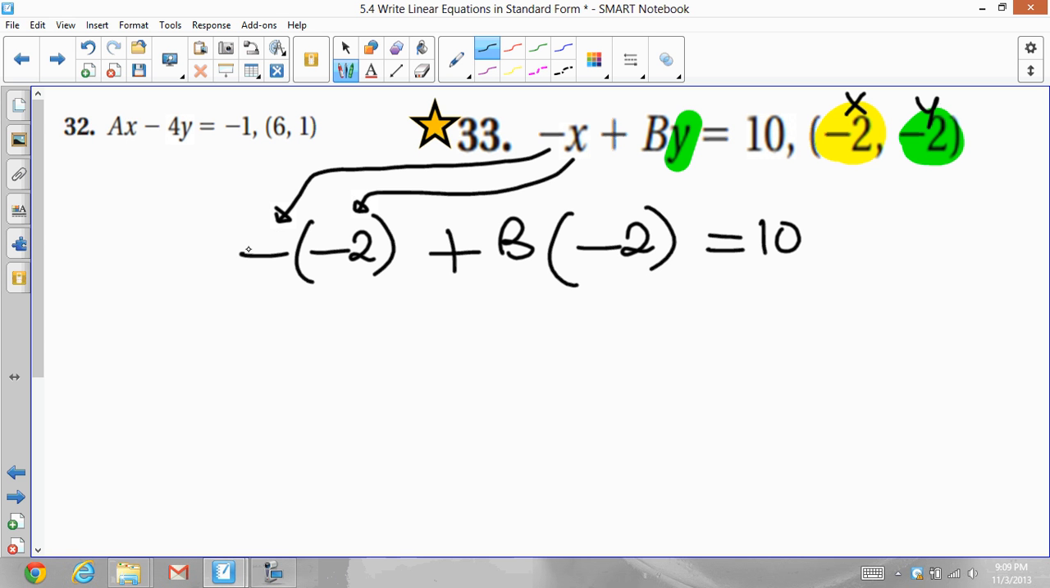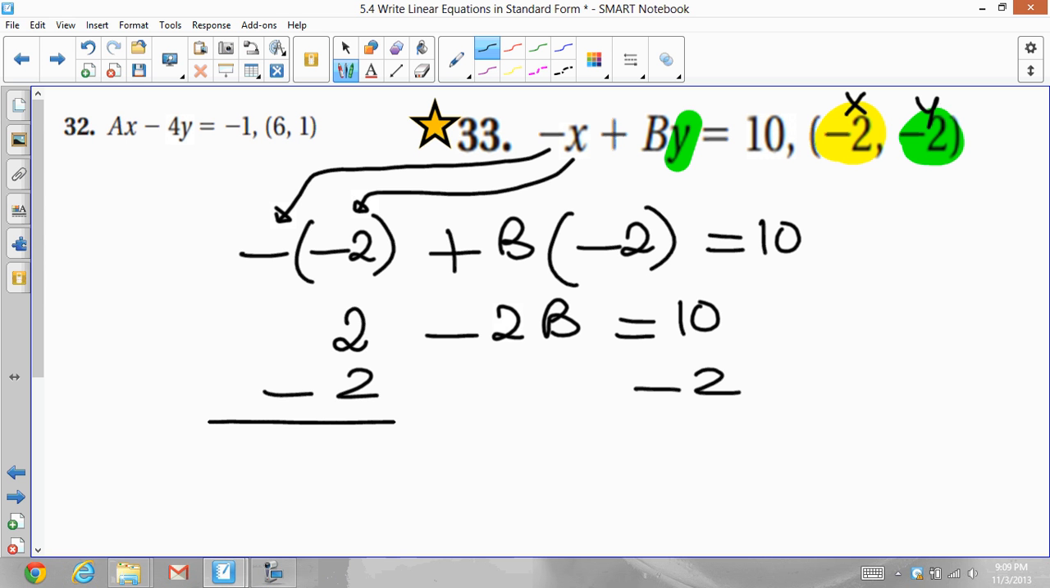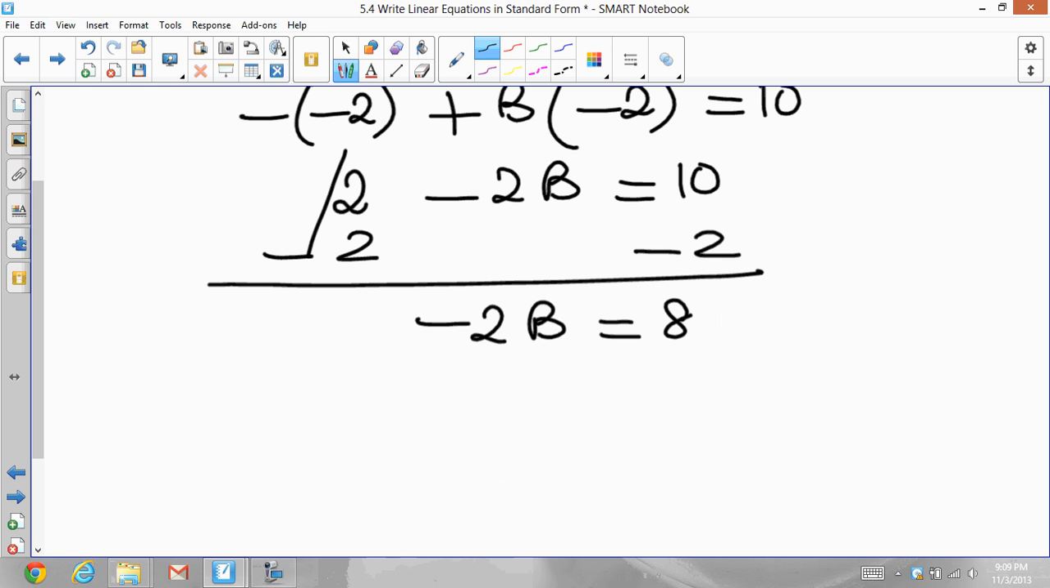If you forget this negative sign, you're not going to get the correct answer. So 2 negatives change to a positive, which is going to be 2. Positive b times negative 2 is going to give you negative 2b equals 10. And it's a two-step equation: minus 2 on both sides. Cancel. Negative 2b equals 8. Divide by negative 2. Divide by negative 2. Cancel. b is equal to negative 4.